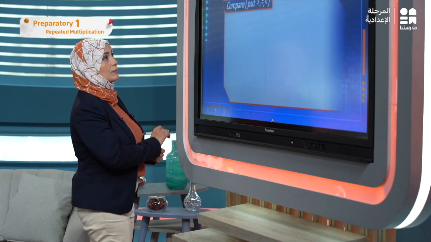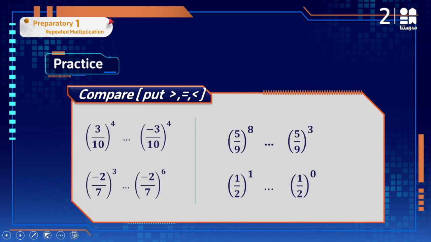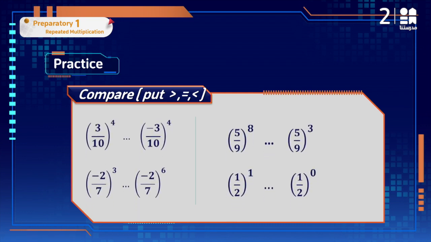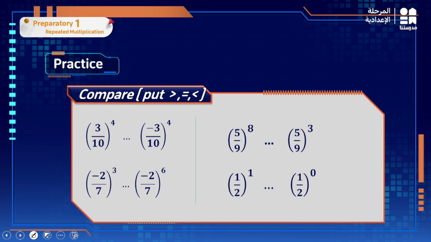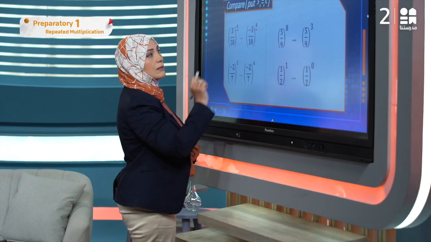Okay, practice. Compare, put greater than, equal, or smaller than. Number 1, 3 over 10 to the power of 4 and negative 3 over 10 to the power of 4. As you can see here, we have the same exponent, 4 and 4. But the 3 over 10 is positive and here it is negative.